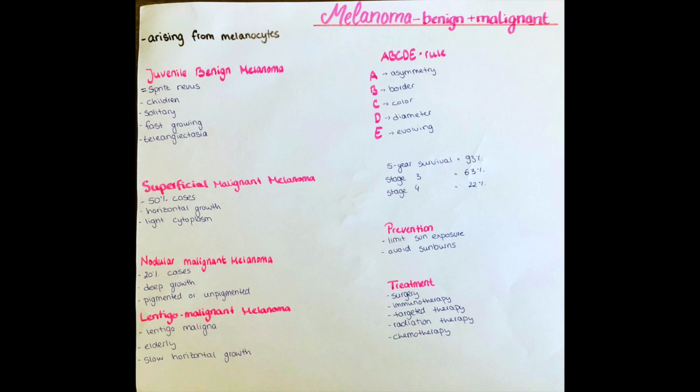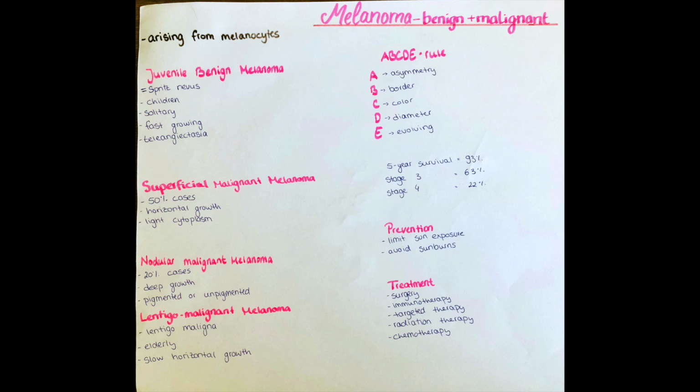Also, the malignant form has subforms. Those are different from each other in their form and appearance. We differentiate the superficial form, which usually grows primarily horizontally. It makes up around half of all melanomas, and histologically it shows atypical melanocytes with light cytoplasm and cellular atypia.